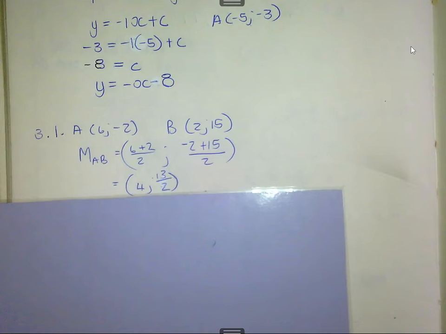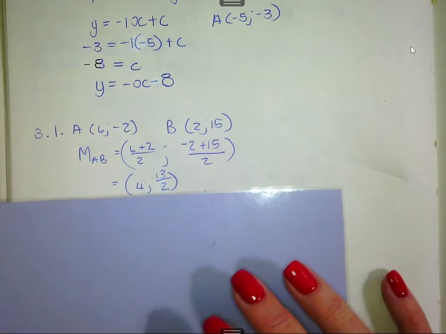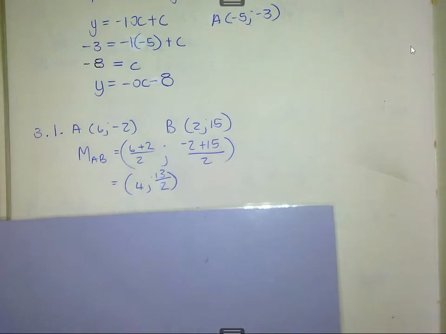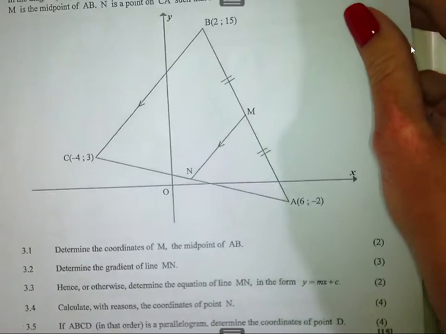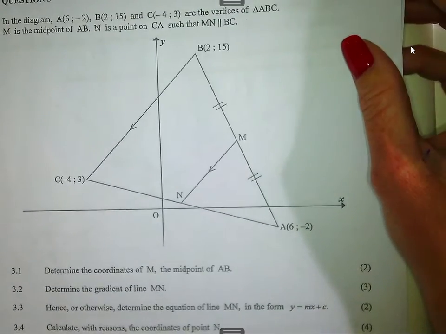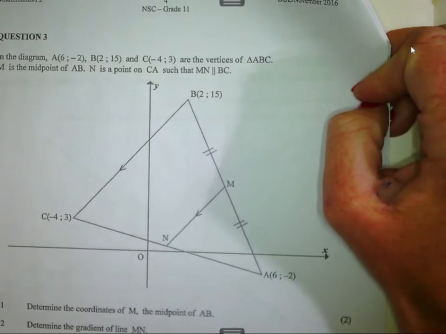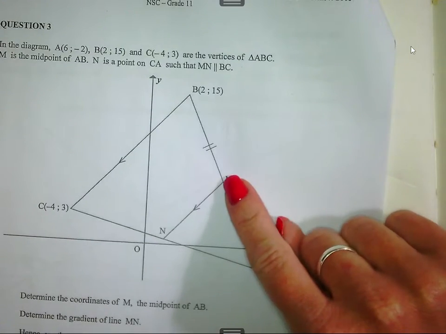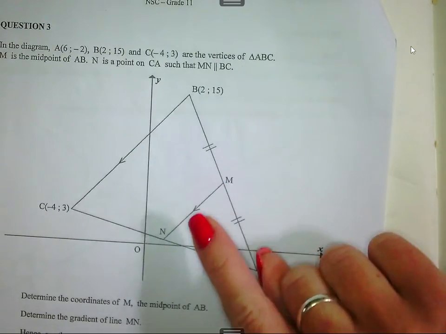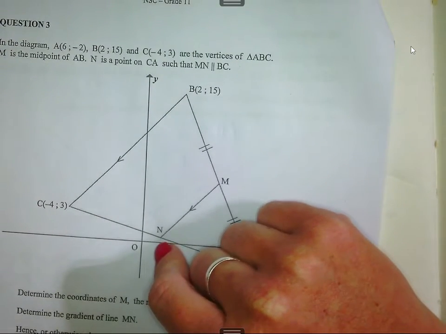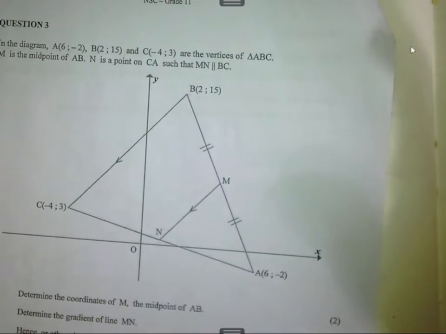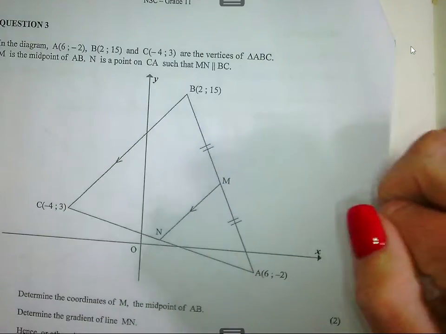Question 3.2. Determine the gradient of line MN. So if you look at this diagram, you will see that you cannot calculate the gradient of MN because you only have the coordinates of M. You do not have the coordinates of N. You also don't have the inclination angle that would make it possible for you to calculate the gradient.